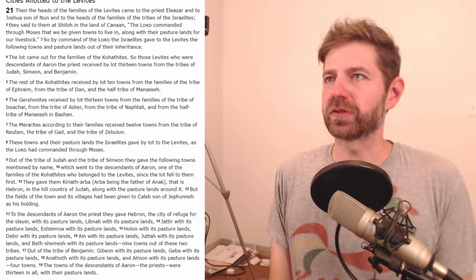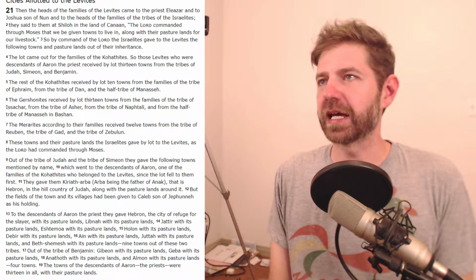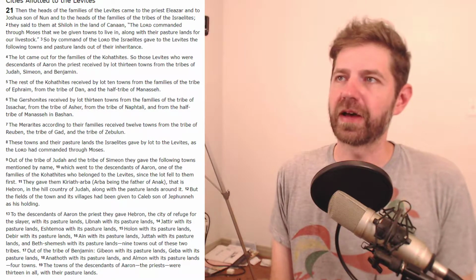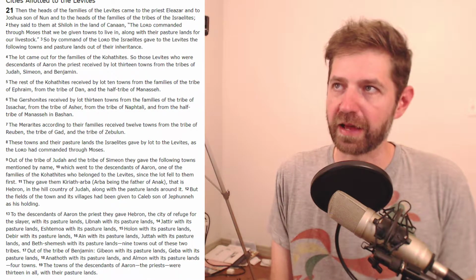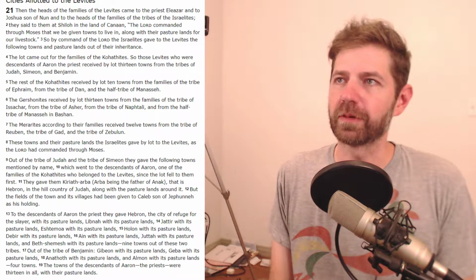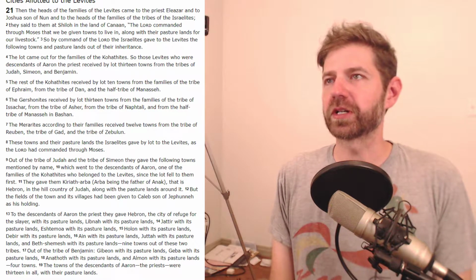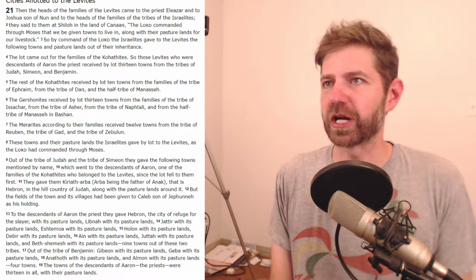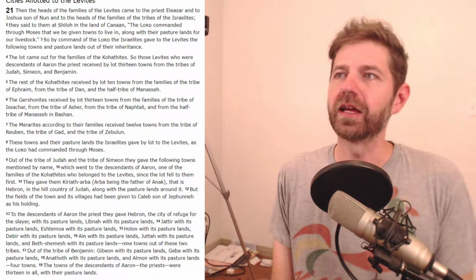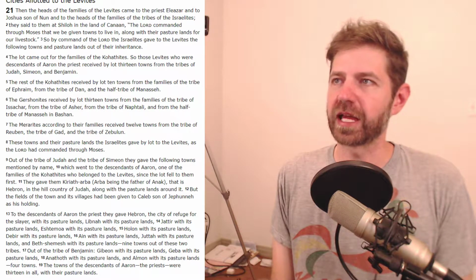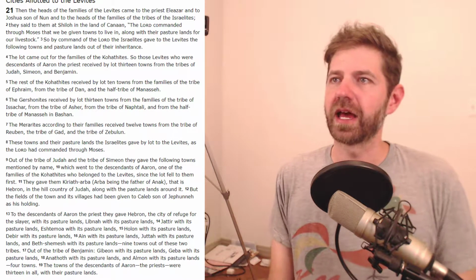The Gershonites received by lot 13 towns from the families of the tribe of Issachar, from the tribe of Asher, from the tribe of Naphtali, and from the half-tribe of Manasseh in Bashan. The Merarites, according to their families, received 12 towns from the tribe of Reuben, the tribe of Gad, and the tribe of Zebulun. These towns and their pasture lands the Israelites gave by lot to the Levites, as the Lord had commanded through Moses.